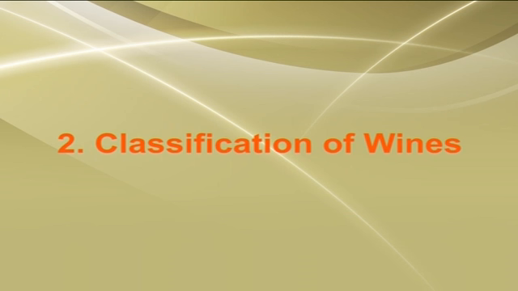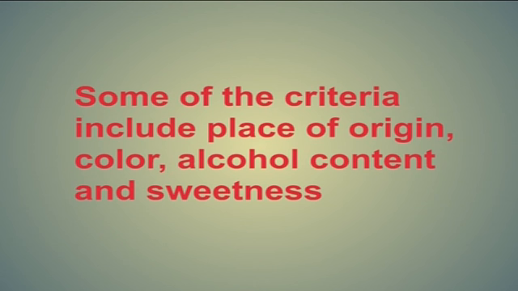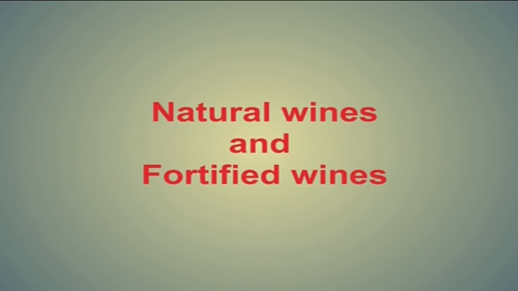Classification of wines. Grape wines may be classified in several ways. Some of the criteria include place of origin, color, alcohol content, and sweetness. This system classifies wine into two groups: natural wines and fortified wines.